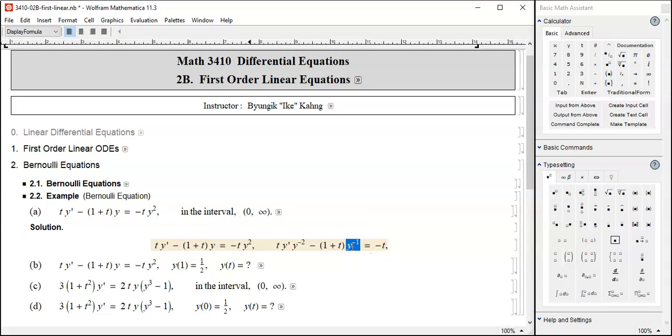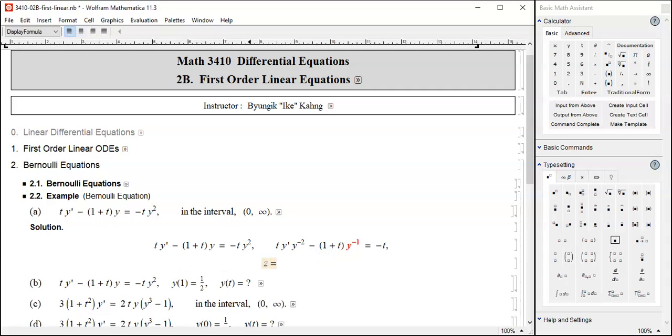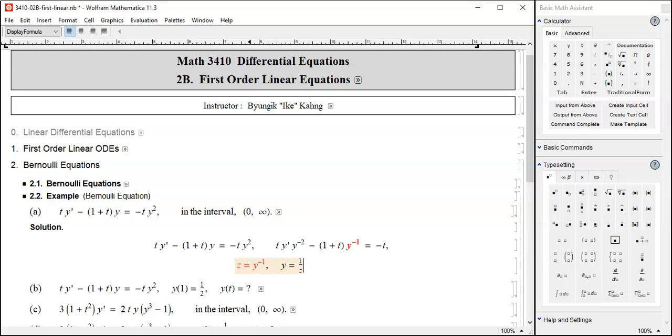This one, which I'm highlighting in red, that's my z. And therefore, y is going to be 1 over z. I'll keep this one for later use. Okay, z equals y to the negative first power.